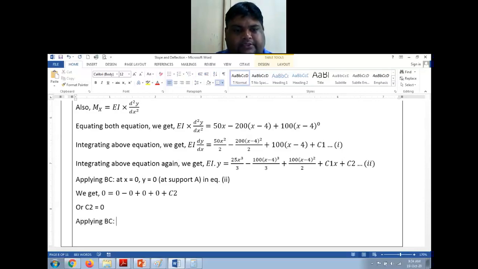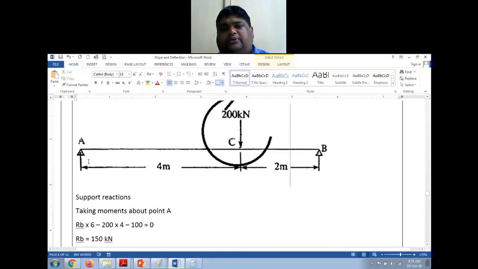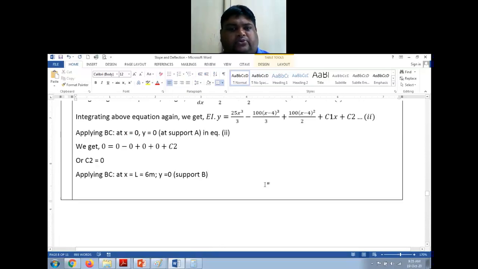Boundary condition at x equal to L equal to 6 meter, y is equal to 0. That is support B, right? So this is B. At the supports, the beam deflection will be 0. Basically, that is what I am saying here.